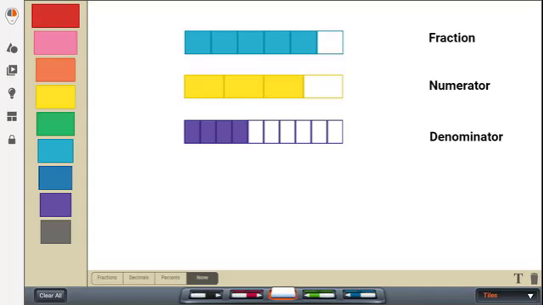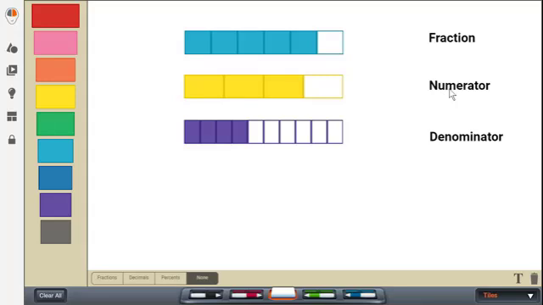And the denominator is the same way. He's calling all the shots. He's telling us the total equal parts that this whole has been broken up into. And so they know the denominator goes in the bottom, and that it's telling us that really specific information, and that it means to name.